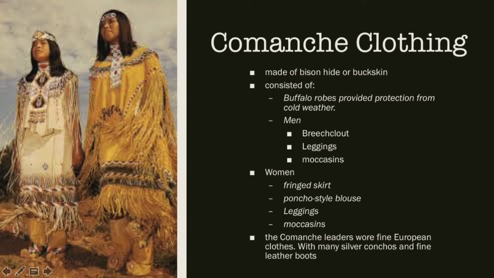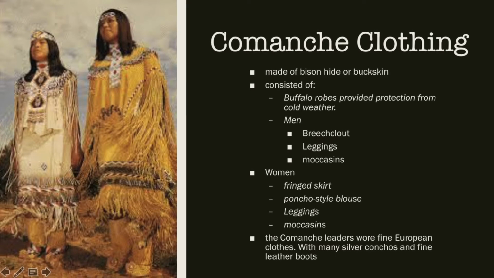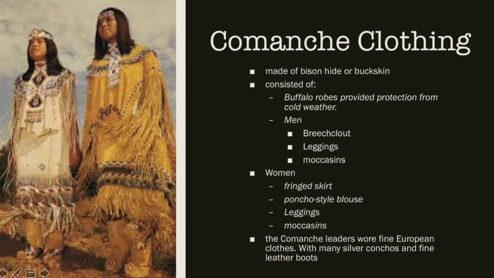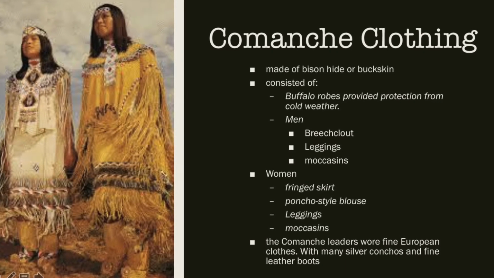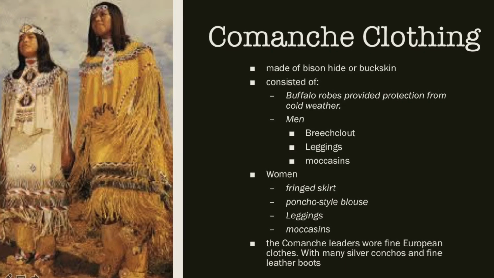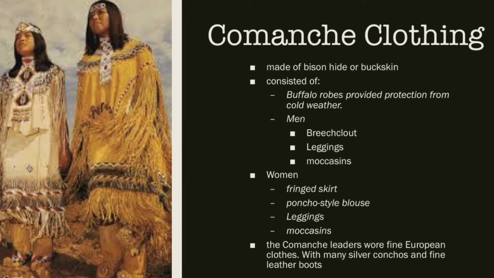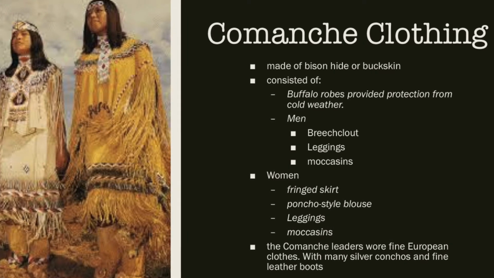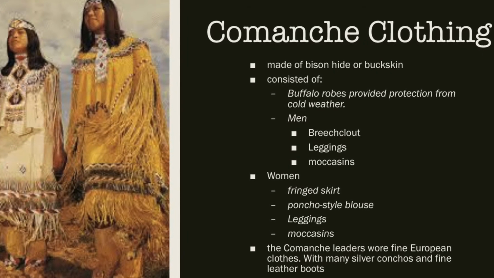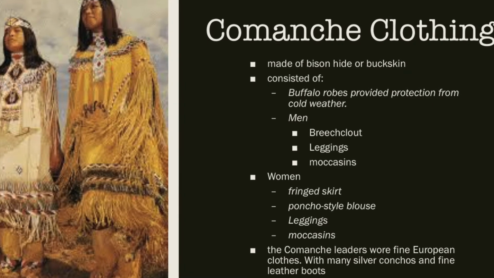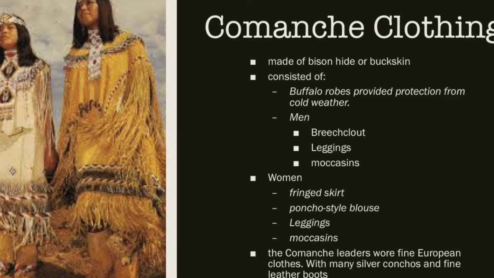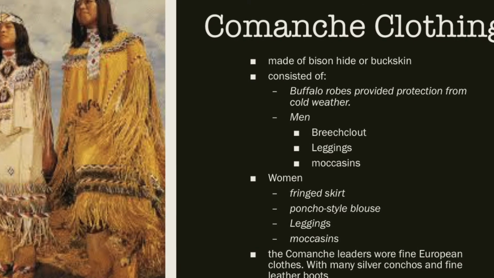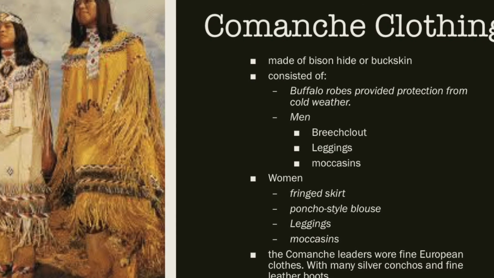Since the buffalo were so valuable to the Comanches, they also used the buffalo for clothing. The bison hide or buckskin was used to make clothes for men and women. The men normally wore breechcloth, leggings, and moccasins, while the women wore fringed skirts, poncho-style blouses, leggings, and moccasins. The leaders wore European clothes with many silver conchos and fine leather boots.